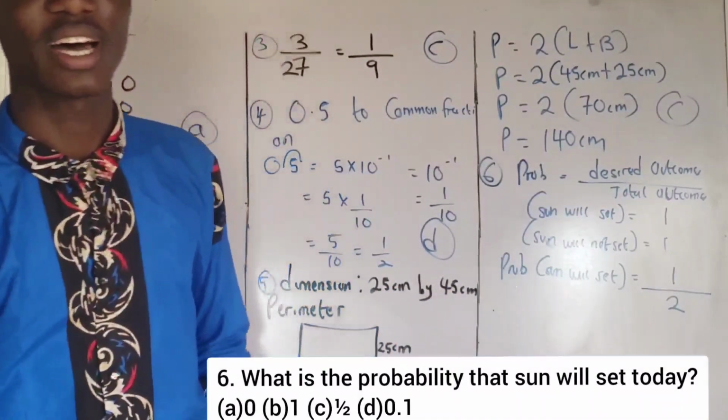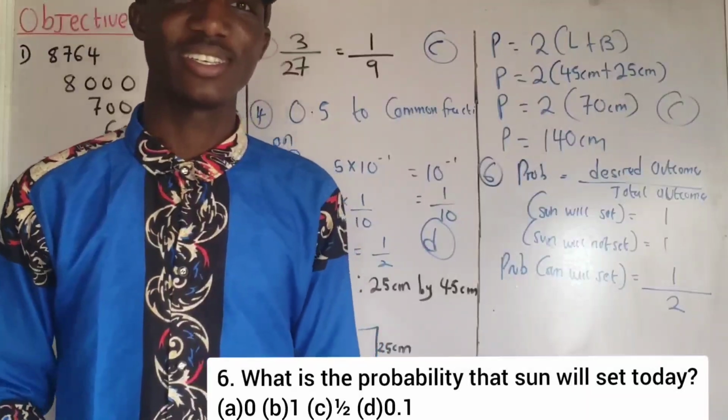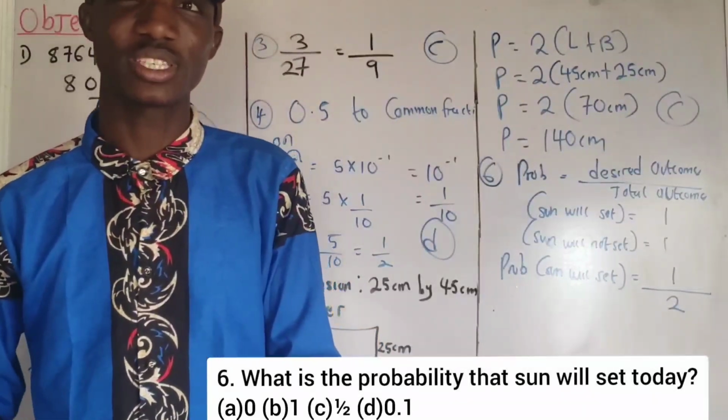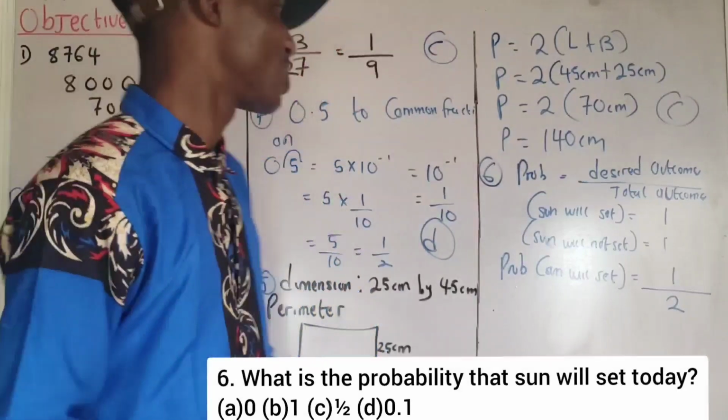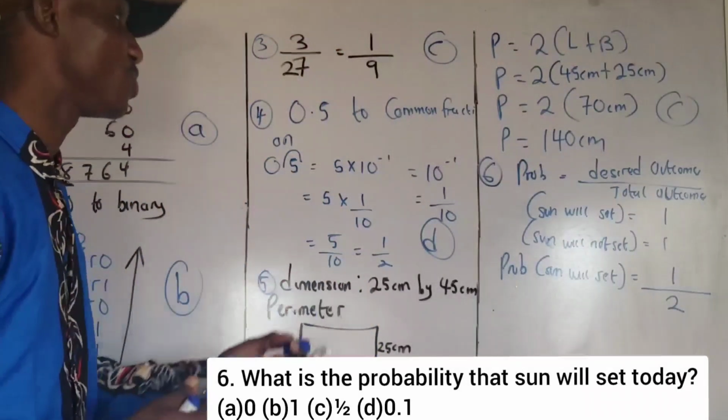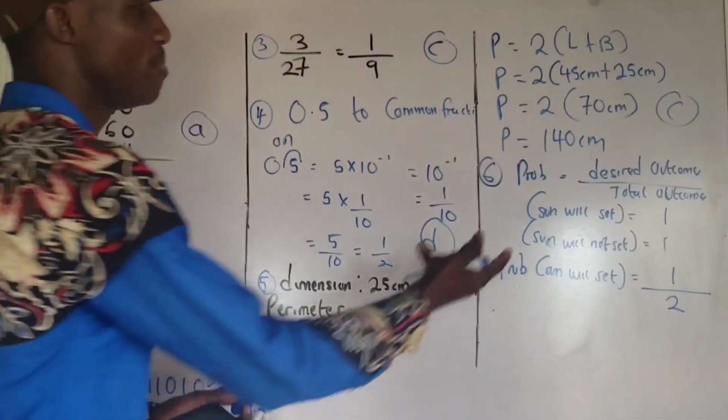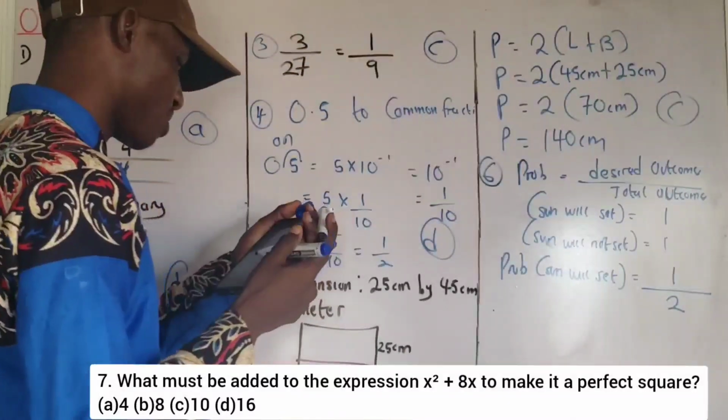Okay, what's the probability that you are going to eat this morning? The probability is also 1 over 2, because you may decide to eat or not. Do you understand now? If you come across that kind of question in the exam, you'll be able to solve it by just understanding the basic rule. Now let's proceed to question number 7.